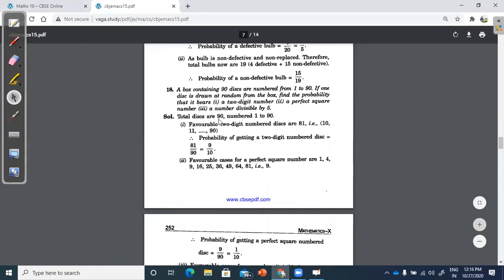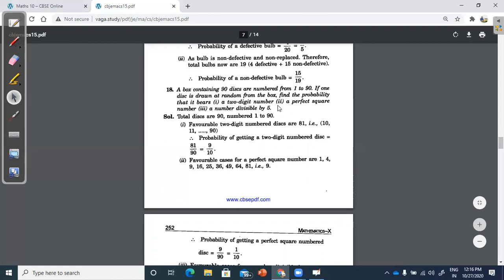Then question number 18. A box contains 90 discs numbered from 1 to 90. Find the probability of getting a 2-digit number. Now 2-digit numbers are 10, 11, 12, 13, 14 up to 90, right? So it's difficult to count that, but it's easy to count the single digit numbers. How many single digit numbers will be there? 1, 2, 3, 4, 5, 6, 7, 8 and 9. 9 numbers. So out of 90, you have 9 single digit numbers. So how many double digit numbers will be there? 90 minus 9, 81.